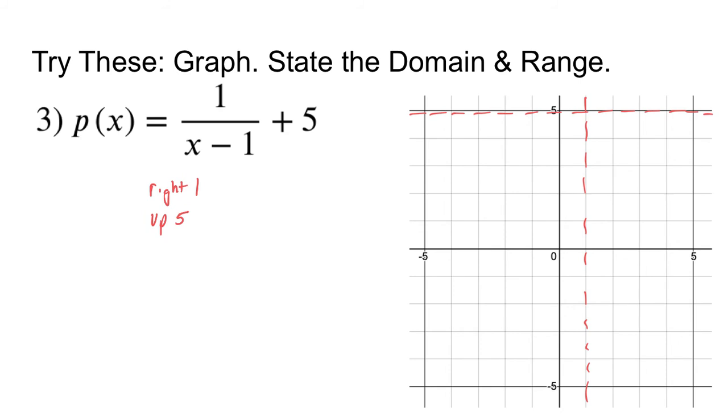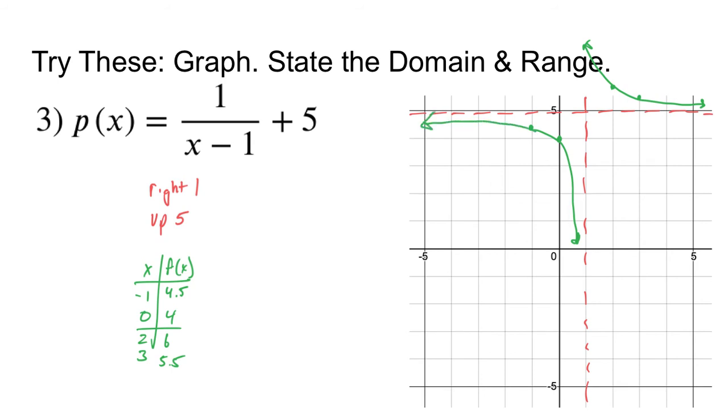I'll create a table of values and plot those points. And that will give me the graph. And again, I'm off the graph here a little bit, so hopefully you adjust it on yours. We'll make it go towards these asymptotes and look a little something like this. Okay, again, domain, x can't equal 1. Range, y can't equal 5.